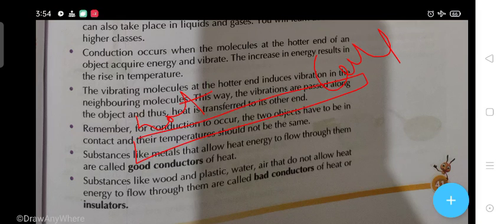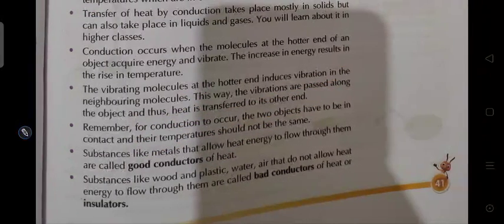Substances like metals that allow heat energy to flow through them are called good conductors. And substances like wood, plastic, water, and air that do not allow heat energy to flow through them are called bad conductors of heat, or insulators.